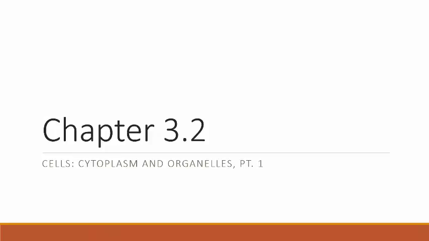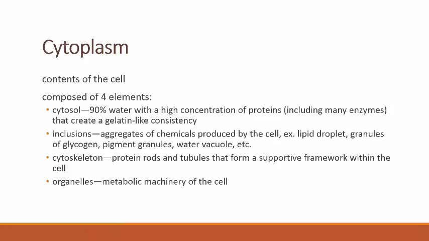In this lecture, we're going to be looking at the contents of the cell, all the stuff that we find inside the cell, including the cytoplasm, and we'll look at the first set of organelles. We'll save the rest of the organelles for a second lecture. So what do we find if you were to peel back the cell membrane and take a look at what's inside? Well, we've got four things that we'd find inside of a cell.